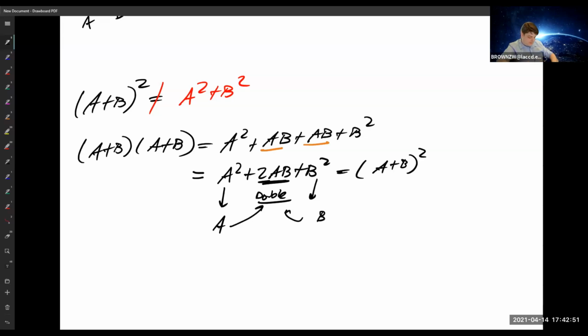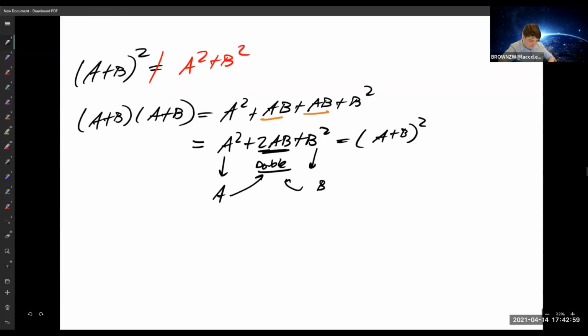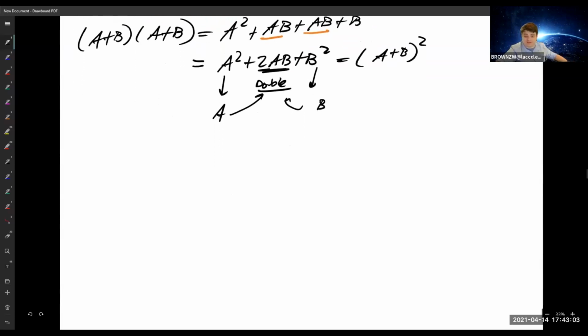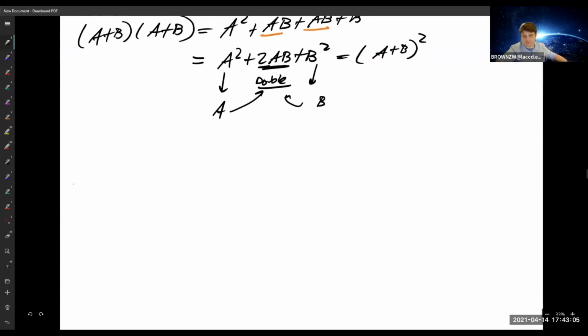So let's do an example. I'll show you how this works. And once again, technically these are trinomials. You could always go back to factoring these using a diamond, but a lot of times it's a lot easier to not do it that way. So let's do an example.